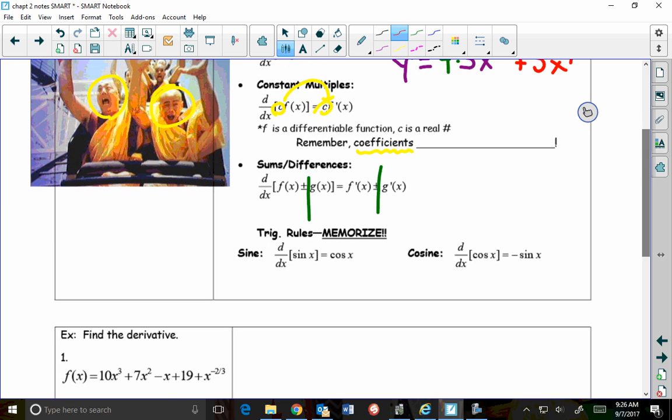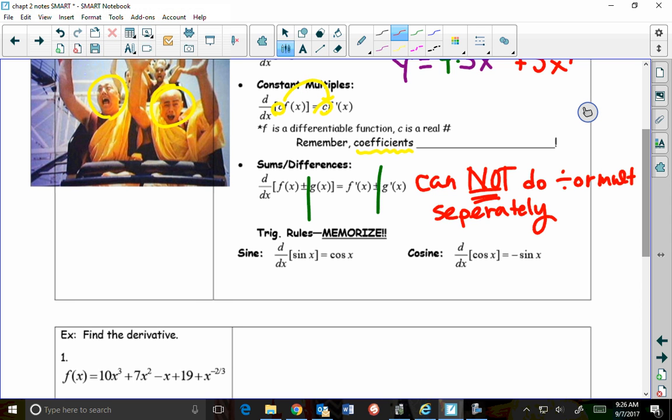Now, this is a big deal. You cannot do division or multiplication separately. These are rules. We are not going to get to them today, but we will get to them. Maybe 2.1.